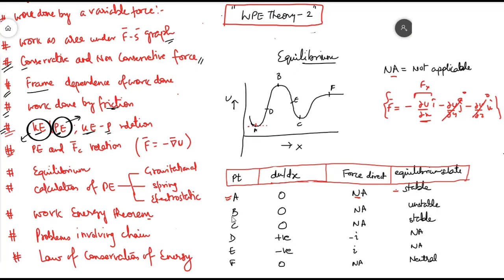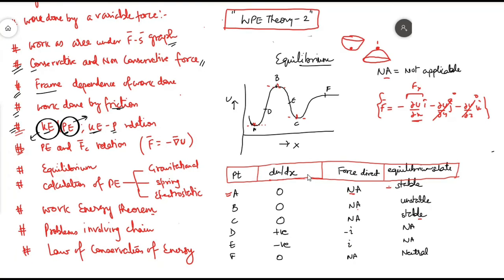Okay, and let's talk about point B. At point B and again at point C, the slope of the function goes to 0, so this dU by dx term goes to 0. And again at these points there is no force defined, so the direction is going to be not applicable. At B, the function locally has a maximum value, so it's going to be an unstable equilibrium. And at C again it has a local minimum value, so it's going to be a stable equilibrium.